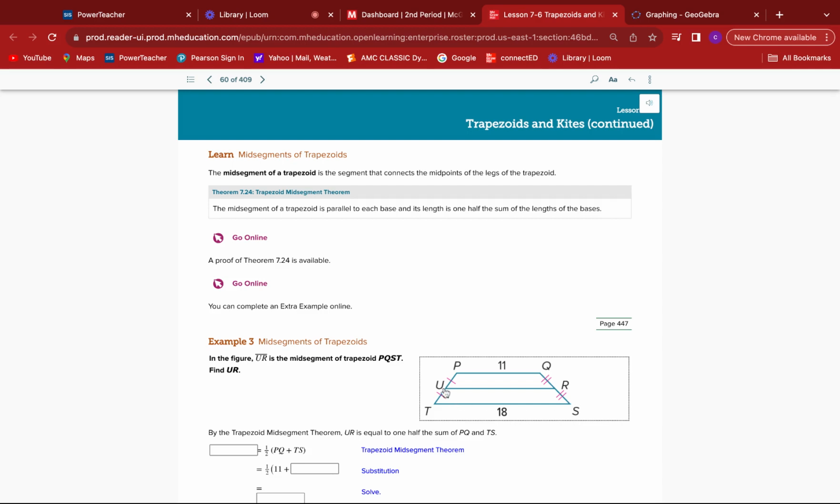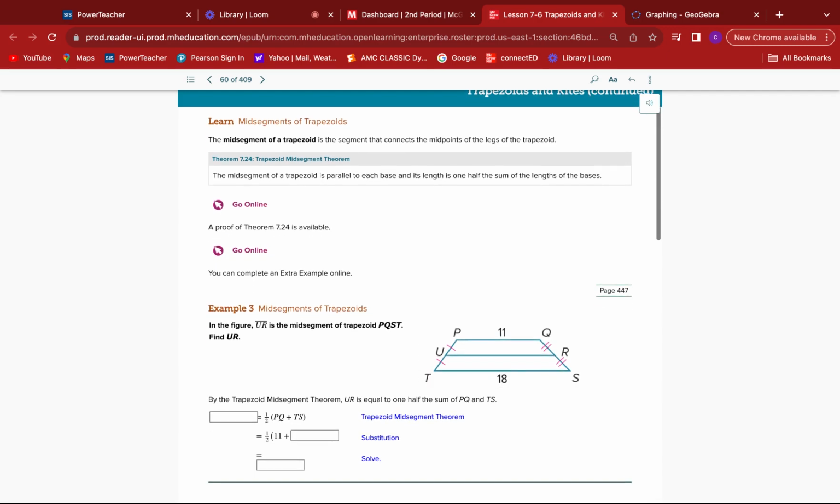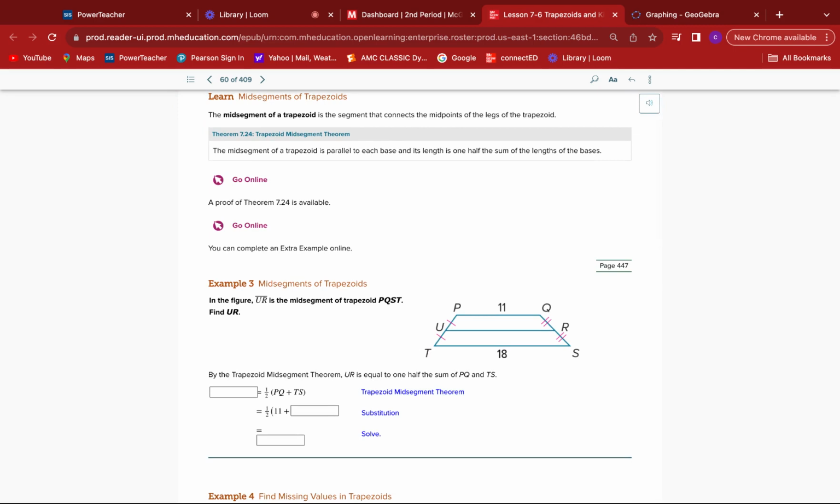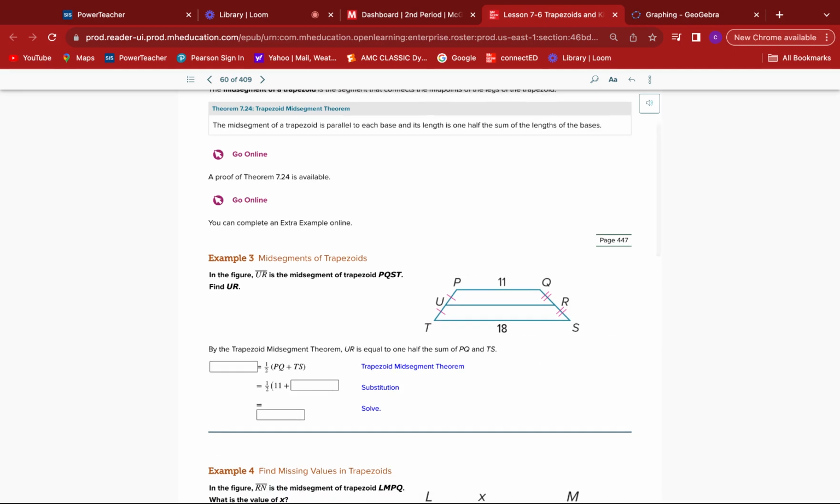If you connect the midpoint of one leg, PT, to the midpoint of the other leg, QS, you get what is called a mid-segment. And there is a formula. Some teachers may call it an average of the two bases. However you want to look at it, it's the same thing. You're going to take base 1, which is PQ, 11, add it to base 2, which is TS, 18, and divide by 2 to find the middle.